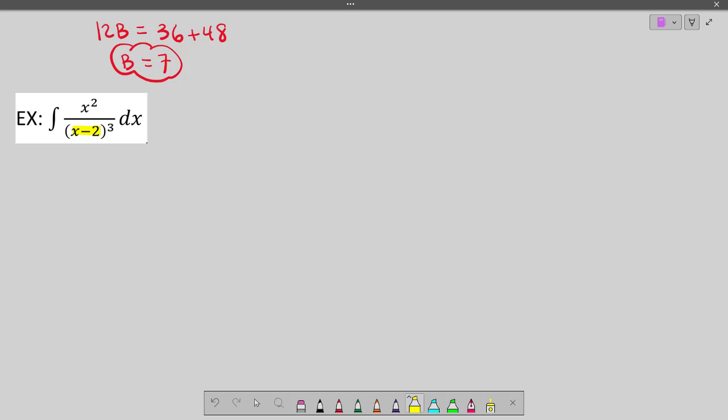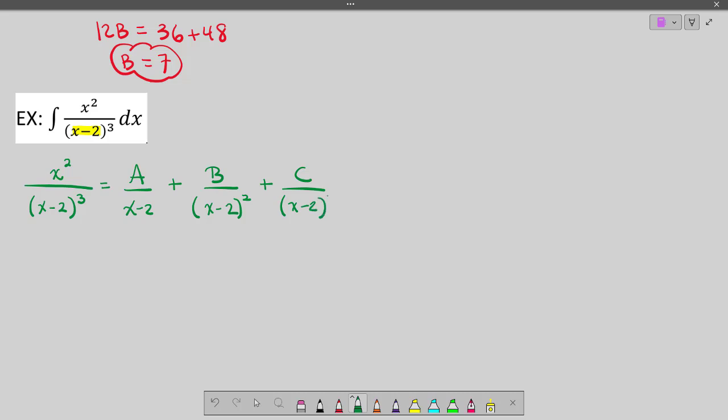So remember, we're going to need a partial fraction for each power of that linear factor. So when we create our form here, our form will be a over x minus 2. So that's the linear factor to the first power. And then we have to have a second partial fraction for that linear power to the second power. And then a third partial fraction for that linear factor raised to the third power.